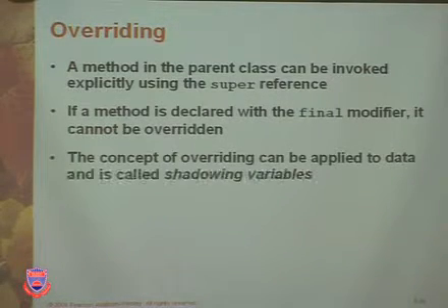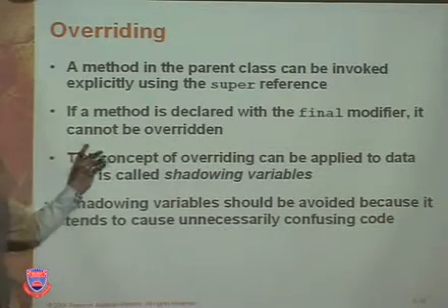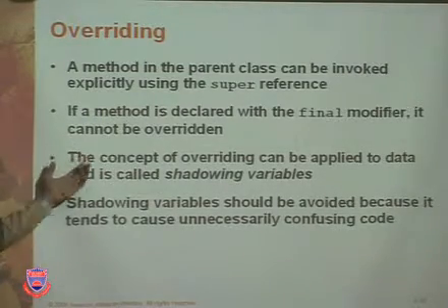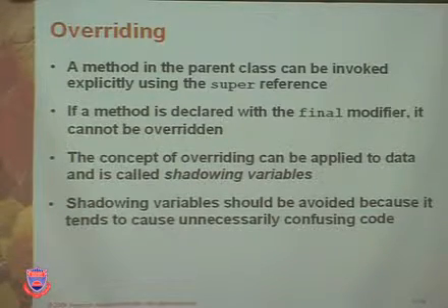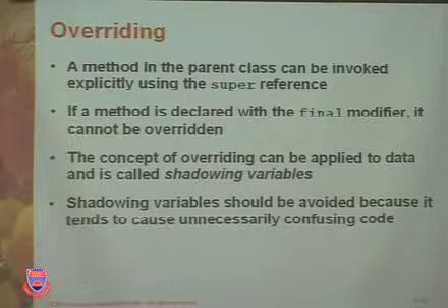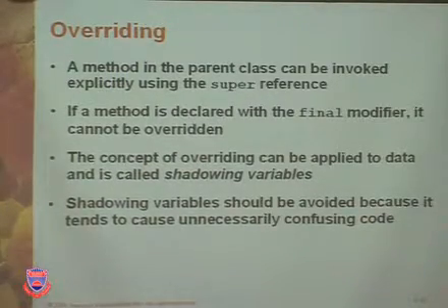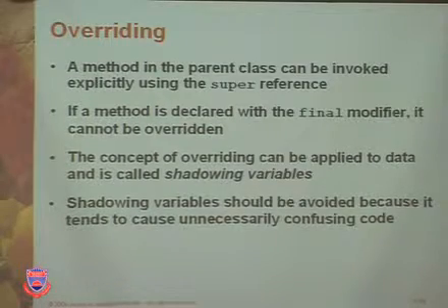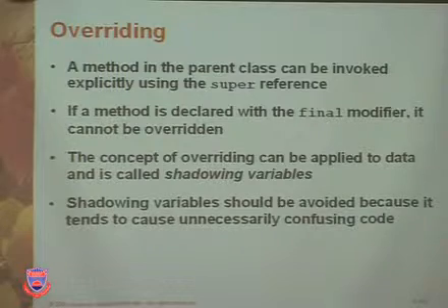So when you look into overriding, if you have a method that is declared as final, it cannot be overridden, because you can only override a method that is not final. So if it has the final modifier, you won't be able to override it. It will be the basic implementation, whatever is provided by the parent class.